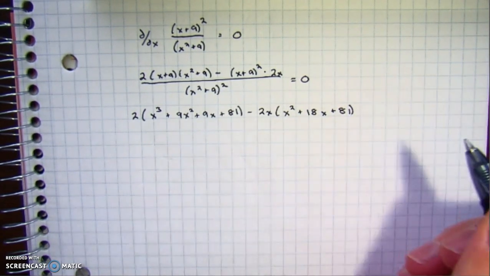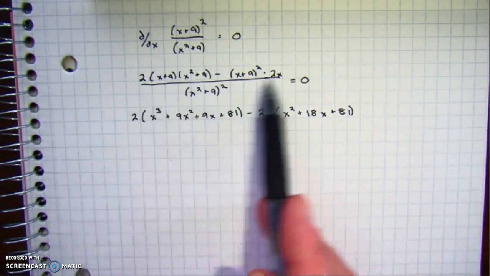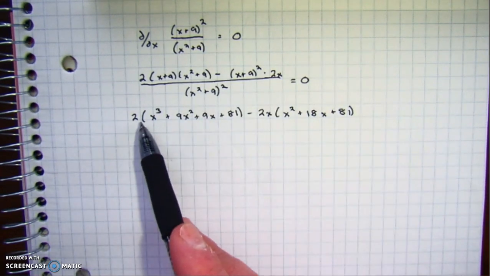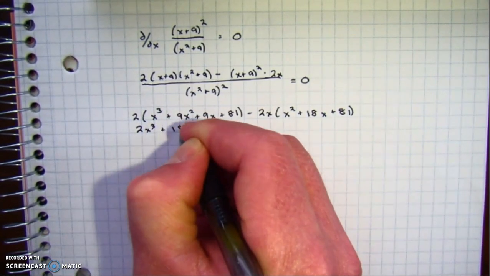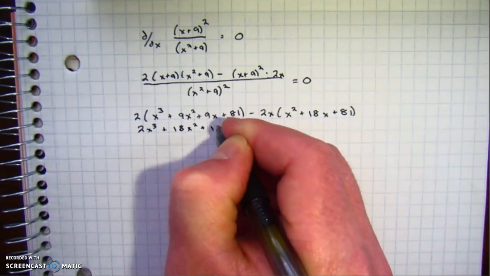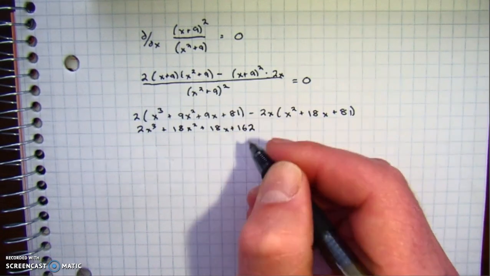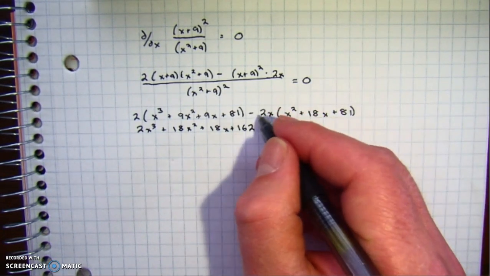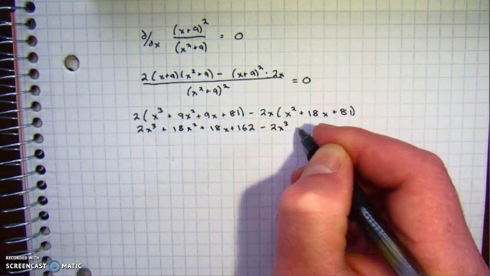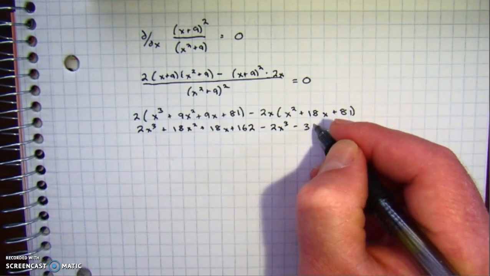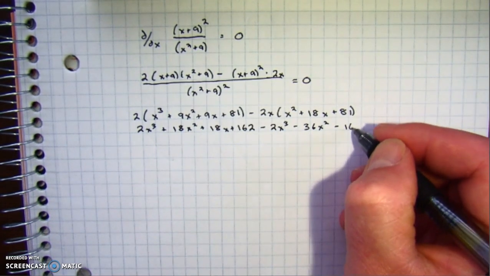plus 81. Again, I'm not going to write the bottom because we've got our work cut out for us. We're just going to figure out the numerator first. So let's multiply this through. I've got 2x cubed plus 18x squared plus 18x plus, 2 times 81, 162. And then don't forget this minus sign. This minus sign goes with the negative 2x. So I'm going to have negative 2x cubed minus 36x squared minus 162x.